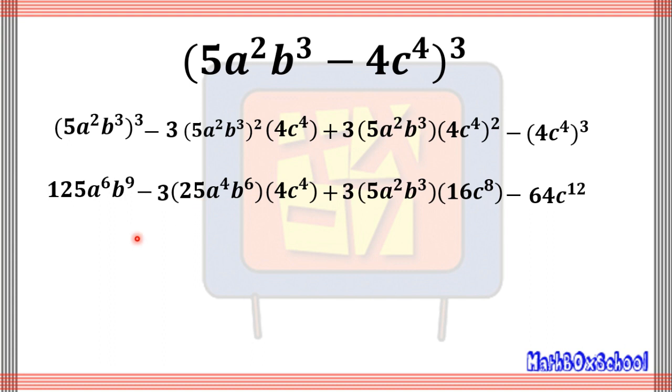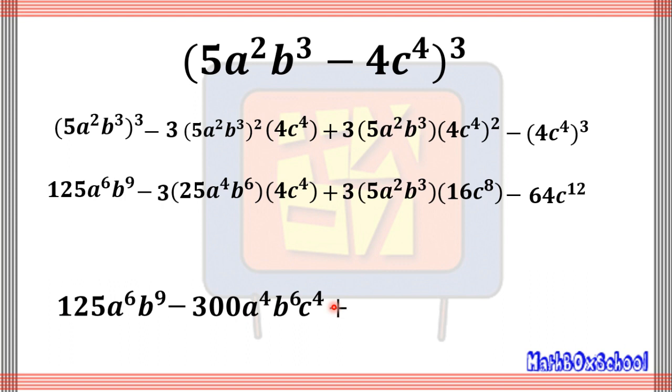Okay. Next, simplify again. Each term, simplify natin. So, okay na tong si 125, a to the 6th power, b raised to 9. Next, we have minus. I-multiply natin to, simplify natin. 3 times 25 times 4. So, 3 times 25 times 4 is 300. Copy, a to the 4th power, b to the 6th power, c to the 4th power.